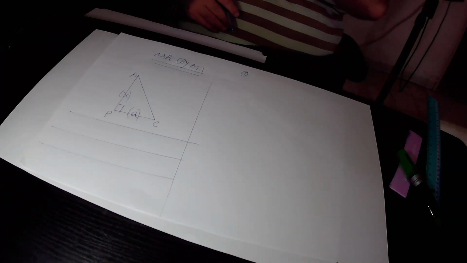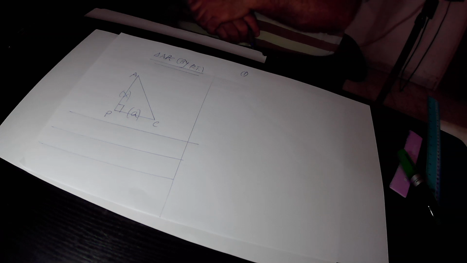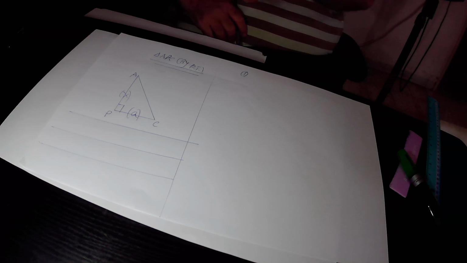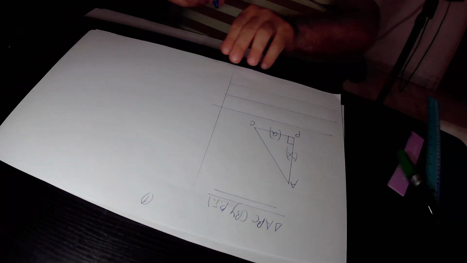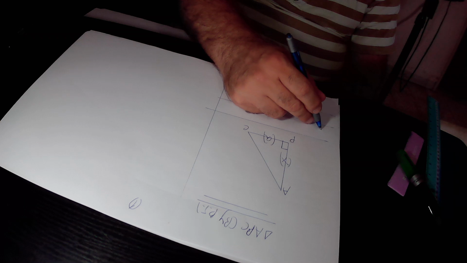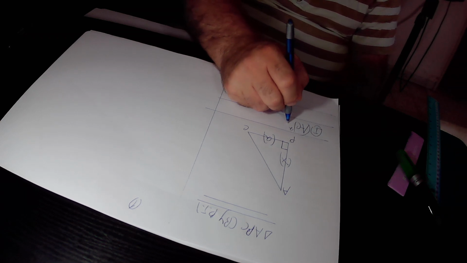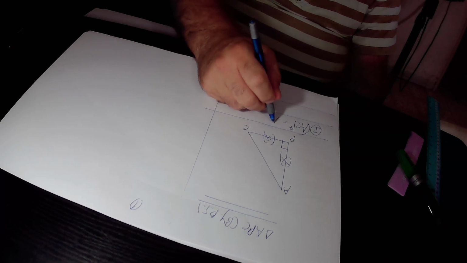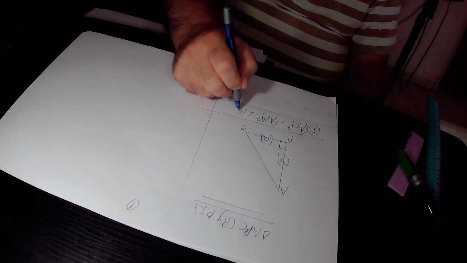So really this is the right triangle APC from the original drawing. According to the Pythagoras theorem, in this right triangle APC, AC squared, that is the square of the hypotenuse, equals AP squared plus PC squared. So I write it down, this will be equation 1. AC squared, the square of the hypotenuse, is equal to AP squared plus PC squared.